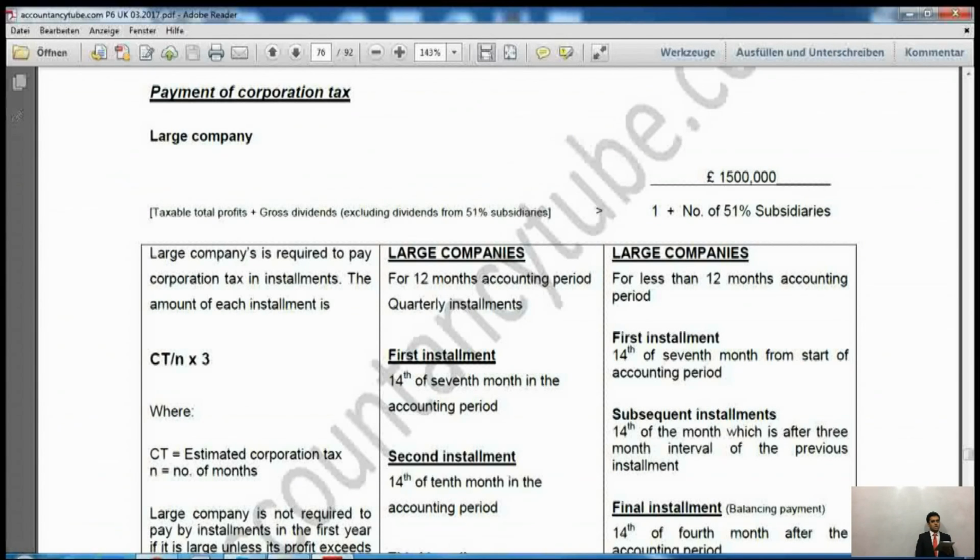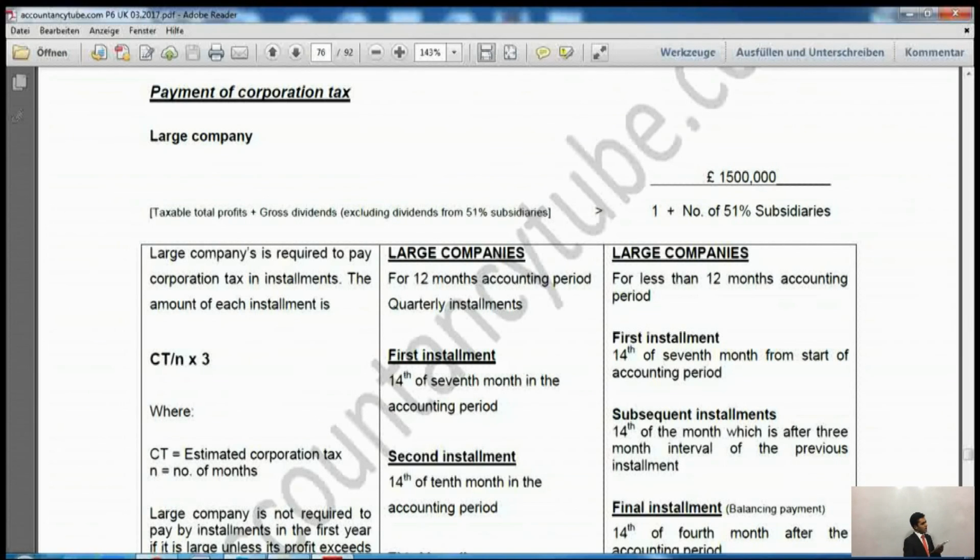Say for example, if you have 2 subsidiaries, then this limit of 1.5 million will be divided by 3. One yourself plus your subsidiaries, which are 2. So 1.5 million divided by 3 in case you have 2 subsidiaries. If you have more than 2 subsidiaries, then accordingly you will have to divide that.